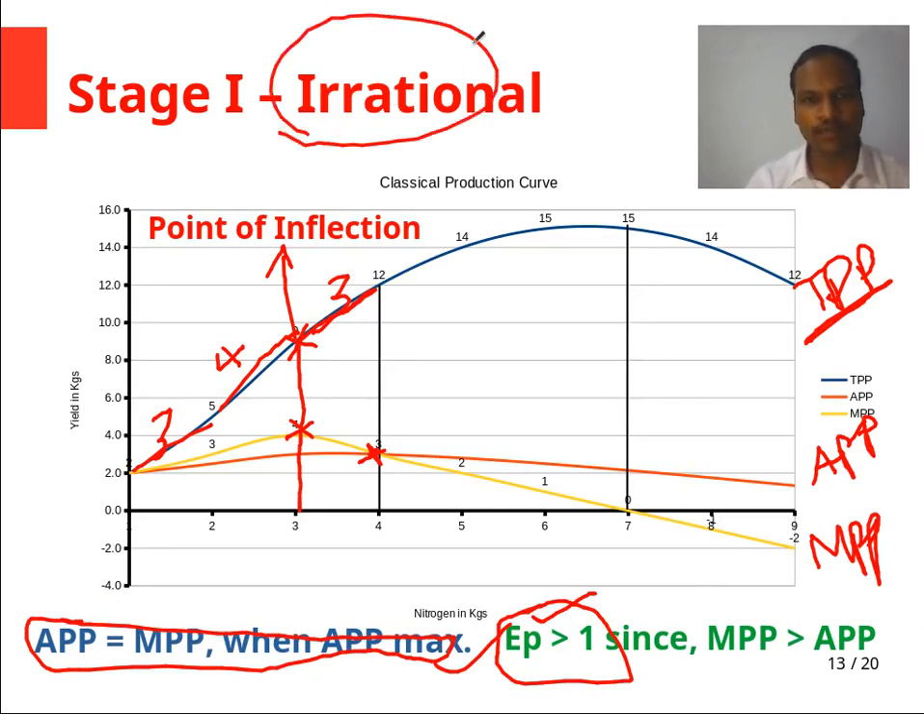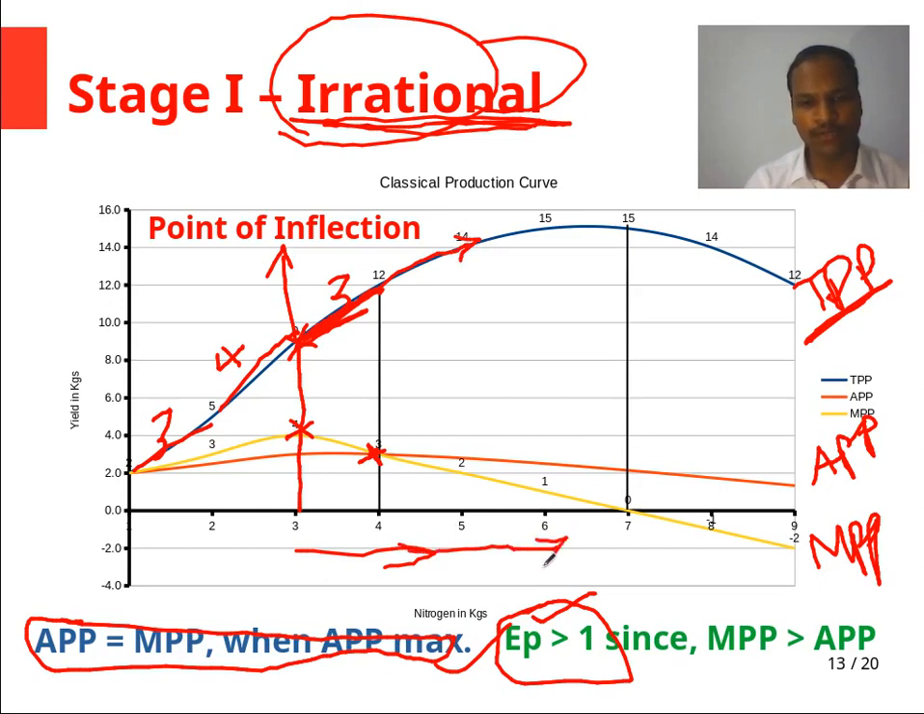Irrational means it doesn't give us a proper solution, because when we increase the input, the production is increasing. So the farmer or the producer will try to increase the product only. It doesn't tell us where to stop the production. That is why it is called the irrational stage.